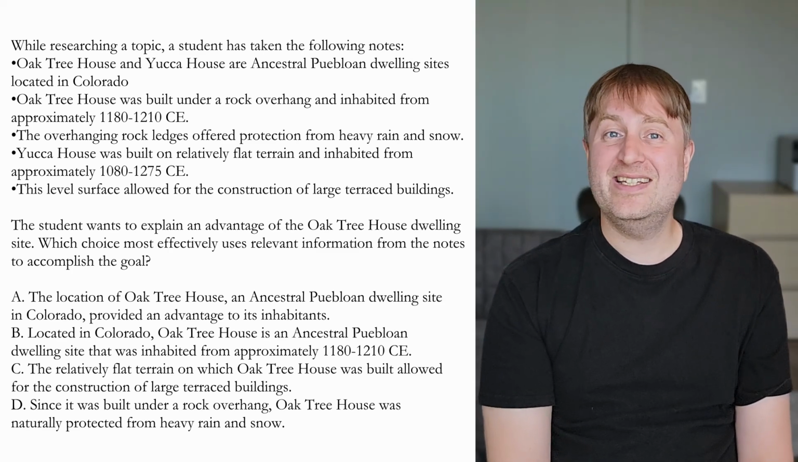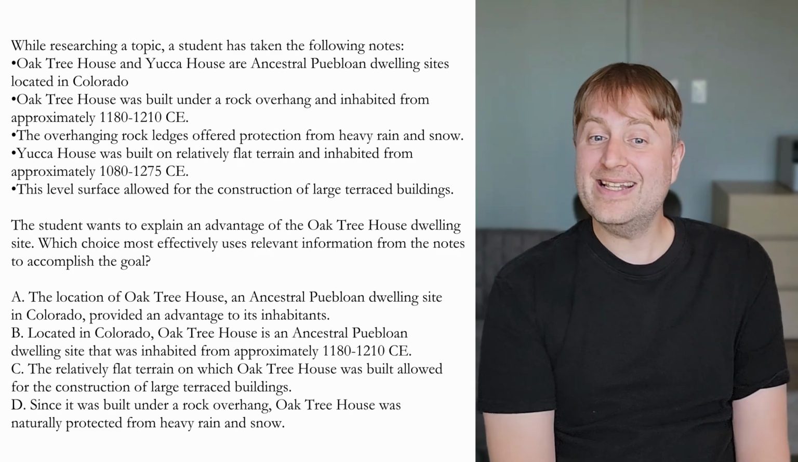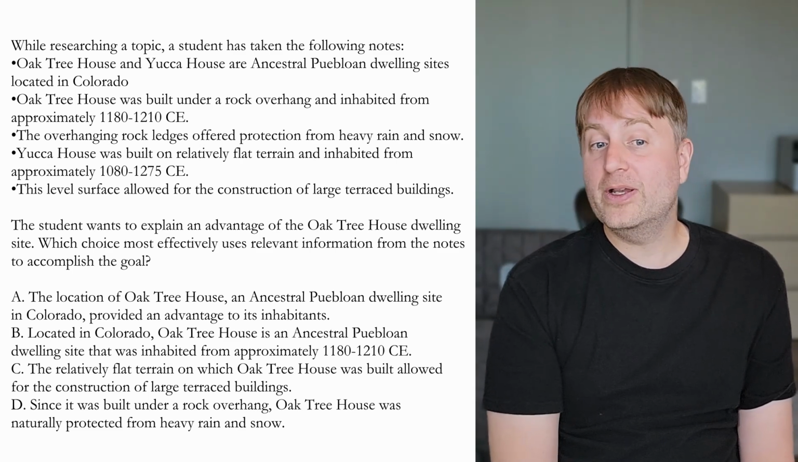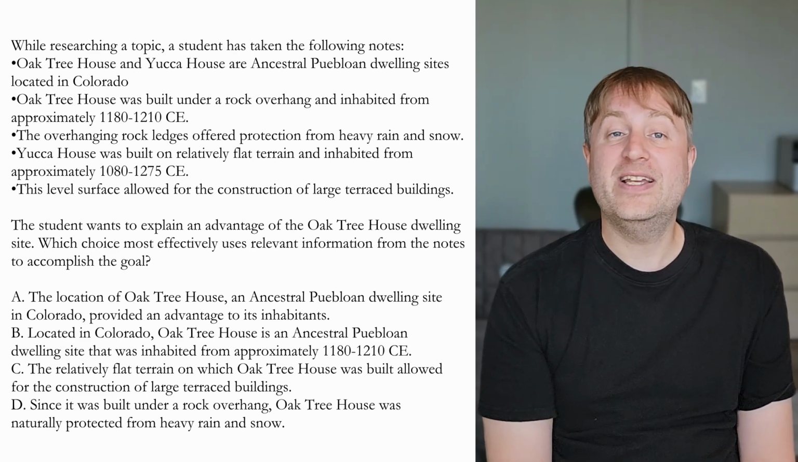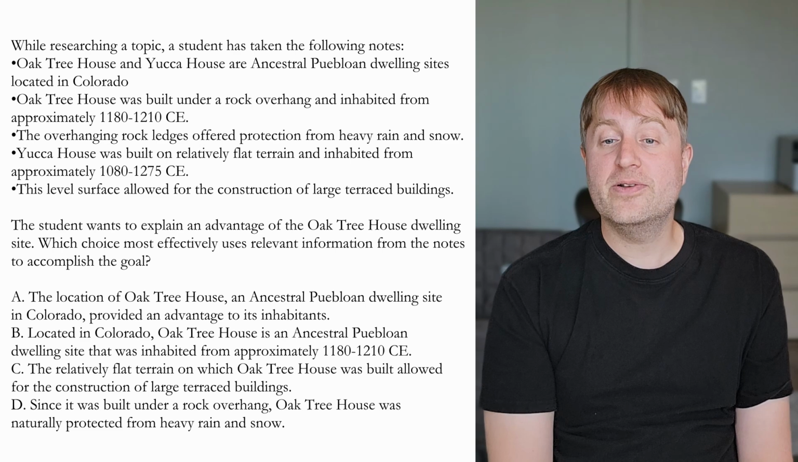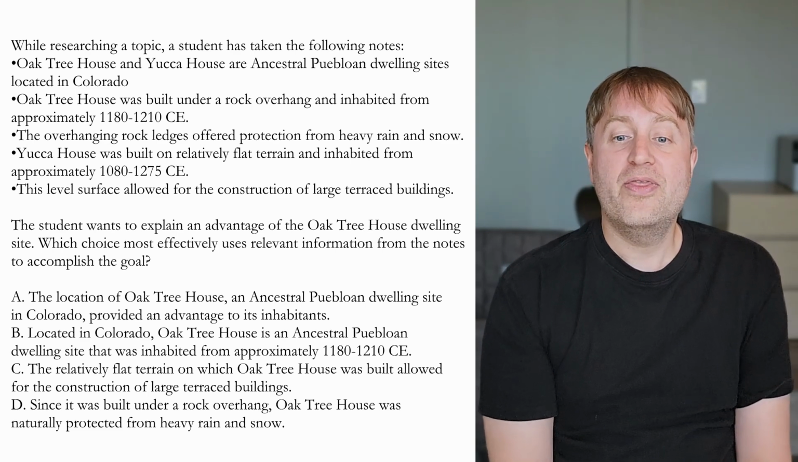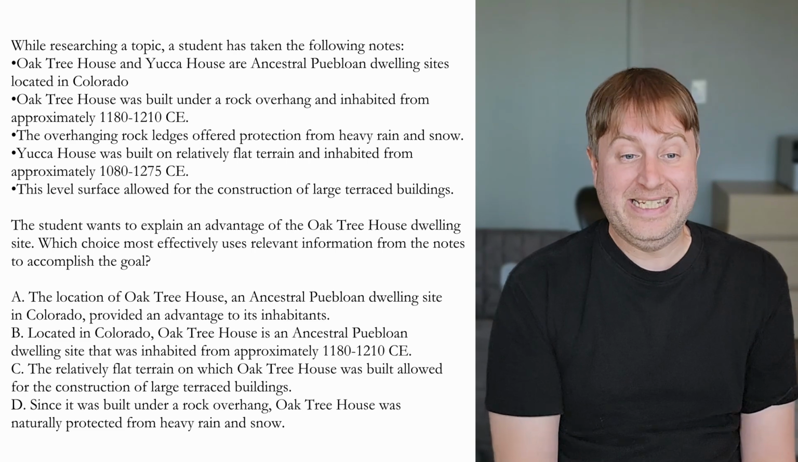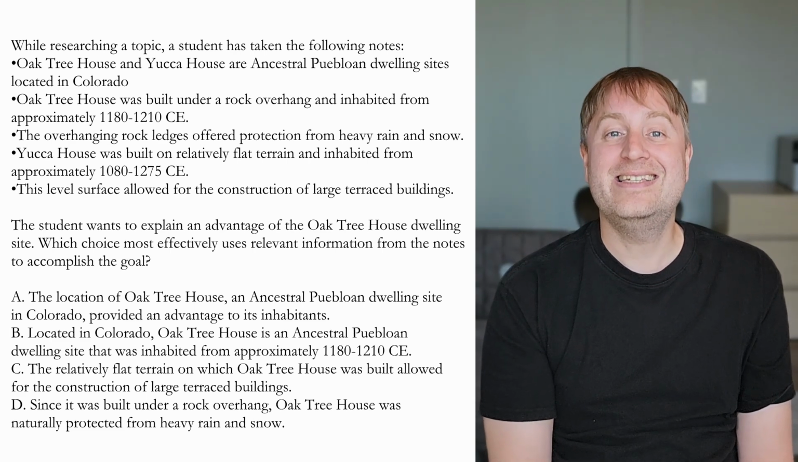That means that we need to take one more step and look at the notes. If we do that, we can see that the flat terrain allowing for the construction of large terrace buildings was not a feature of the location of Oak Tree House. It was actually a feature of Yucca House. Therefore, it's factually incorrect and can be eliminated, which means that the correct answer must be D.